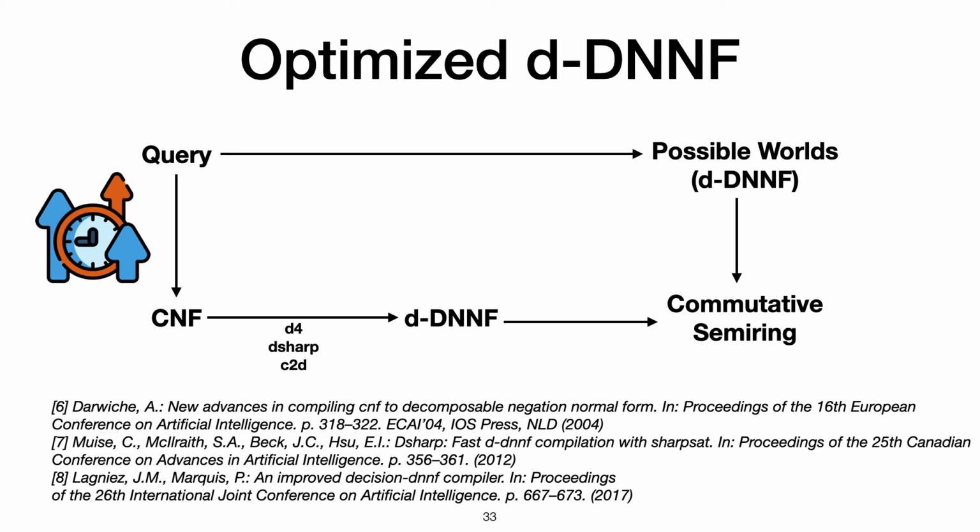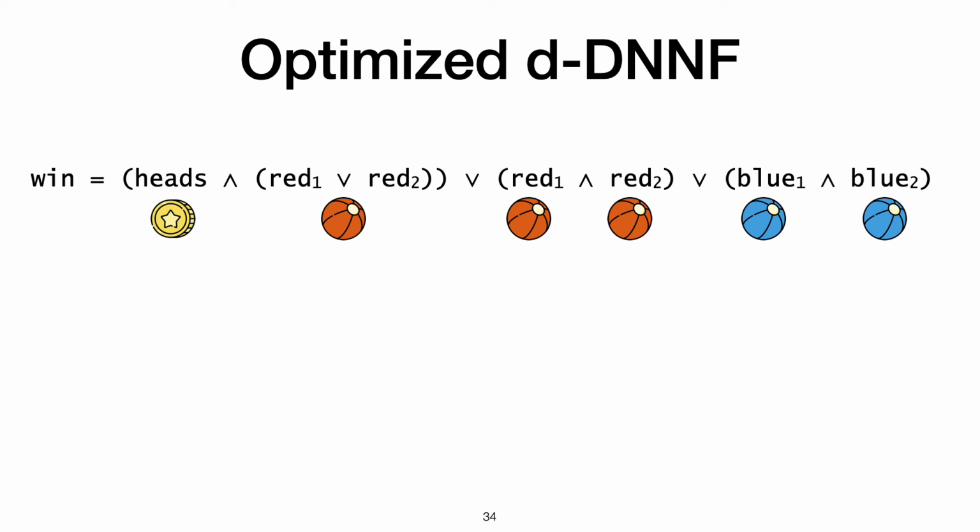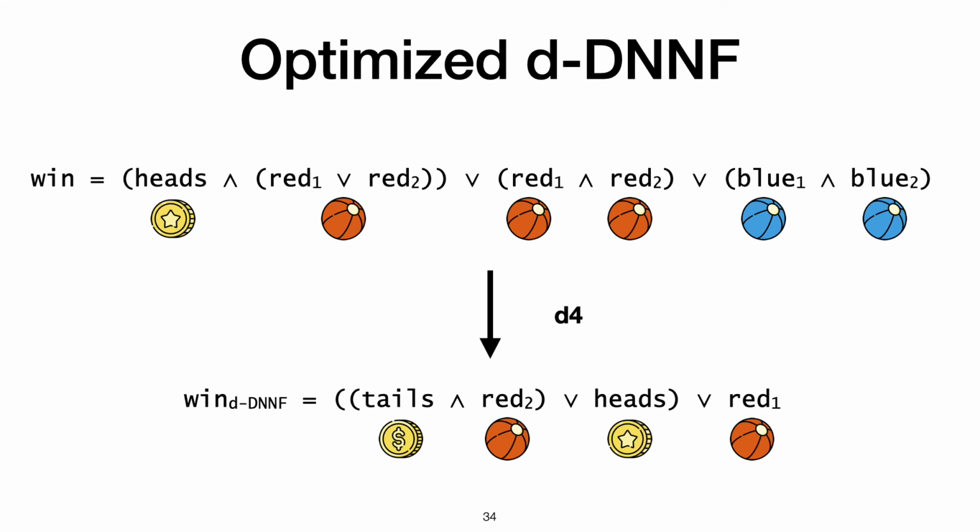But all of these compilers require the query to first be in CNF or conjunctive normal form. So we have implemented the approach with D4. For example, the query win for winning our gambling game can be transformed into a more compact equivalent that is in deterministic, decomposable negation normal form. And for this we use the D4 compiler. This is what it looks like. For more details about the implementation, go have a look at the paper and in particular at the code repository.